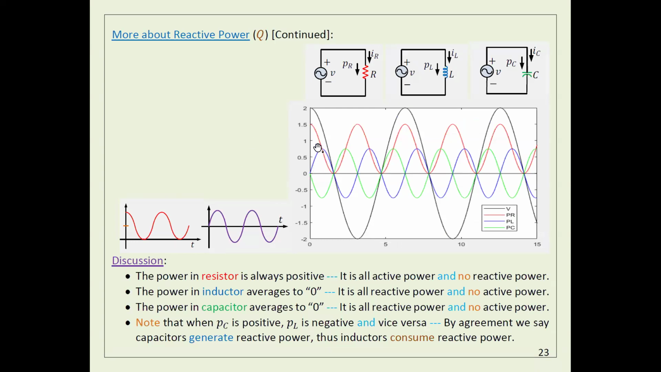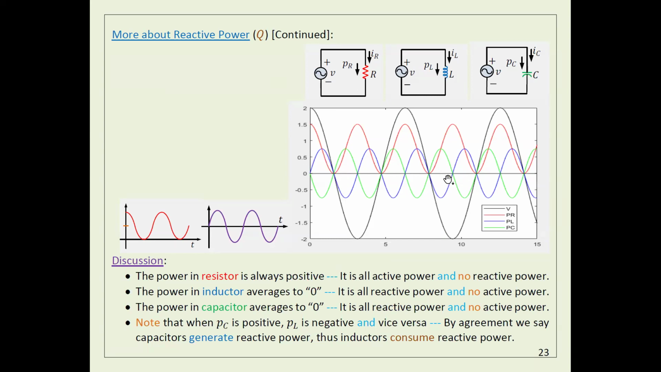So if you have only a resistance, this is the power. Look at the red here. The red here is actually the power of the resistor, which is active power. But if you look at the power of the inductor and the capacitor, you will see both of them are reactive power, but they have opposite direction. So when this one is positive, this one is negative. When this one is negative, this one is positive.